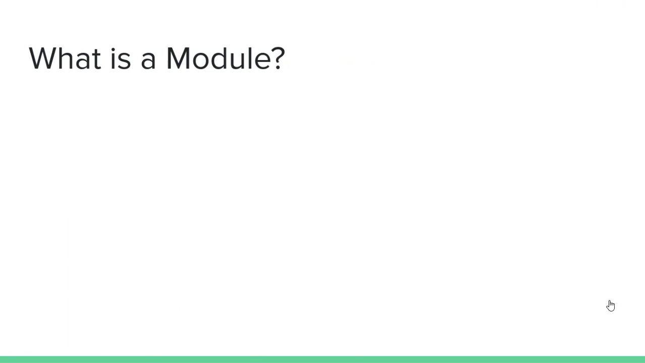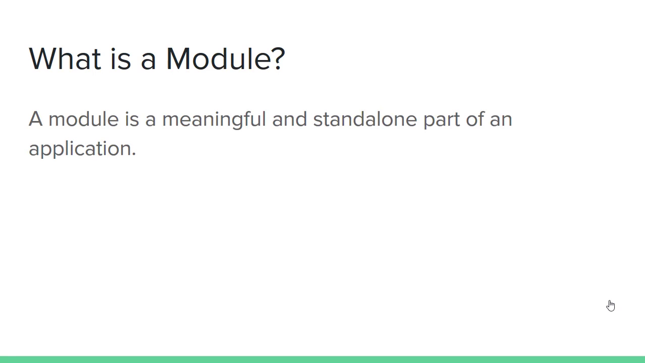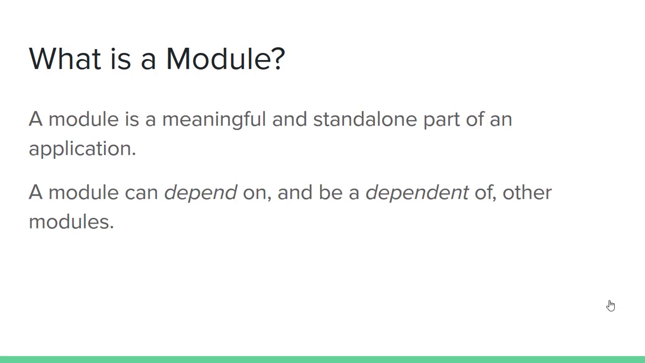What is a module? A module is a meaningful and standalone part of an application. A module can depend on and be a dependent of other modules. For example, you may have a user module which depends on the database module because we are storing users in a database, and this user module can be dependent of, for example, a user interface module.